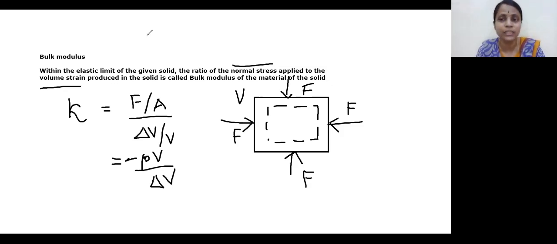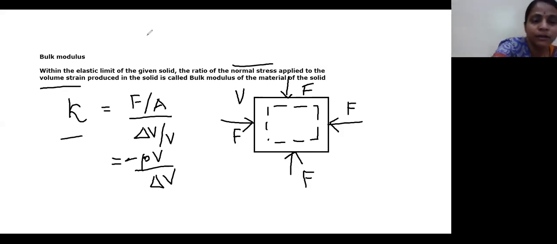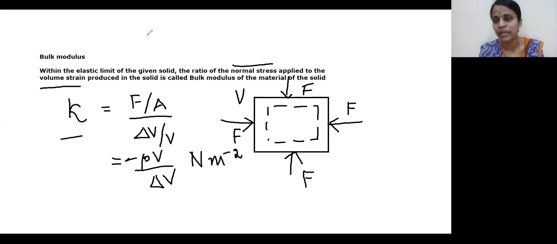Now, can you pause the video and tell yourself what will be the reason for the negative sign, children? Have you paused it? You have come back. I'm going to give you the reason. The negative sign shows that as you increase the pressure, the volume is going to decrease. Increase in pressure, decrease in volume. That is what the negative sign shows. So kappa, the bulk modulus of the given solid, is going to be given by minus PV by del V, again to be measured in Newton per meter square. That's bulk modulus.